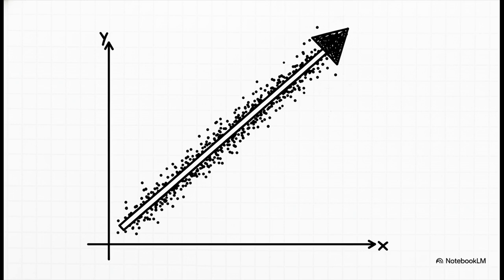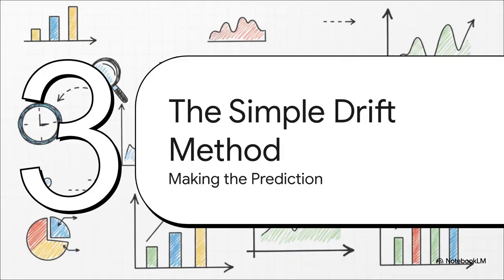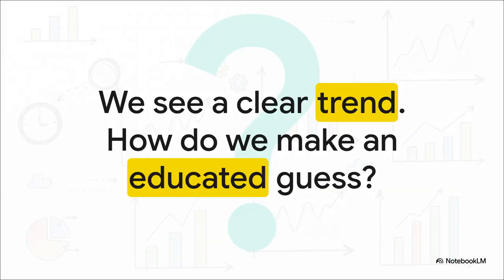That relationship is a really powerful piece of the puzzle when we start trying to make predictions. All right, detective, we've gathered our clues. We've seen the patterns. Now it's time to make a deduction. Let's actually make a prediction. So we've got this clear trend, right? The data is consistently heading in one direction.